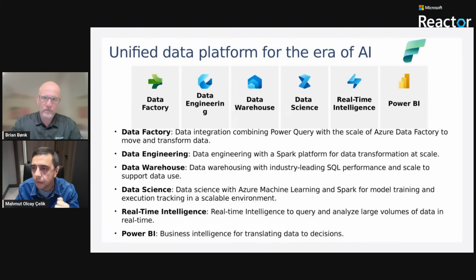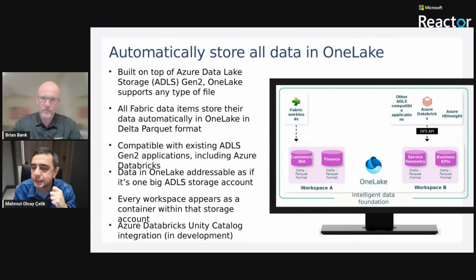It has six main workloads, which are Data Factory, data engineering, data warehouse, data science, and RTI, which is real-time intelligence. And already everyone knows we love Power BI. It's the number one business intelligence tool for translating data to decisions. We are also going to cover important subjects like Copilot and data agents inside Microsoft Fabric.